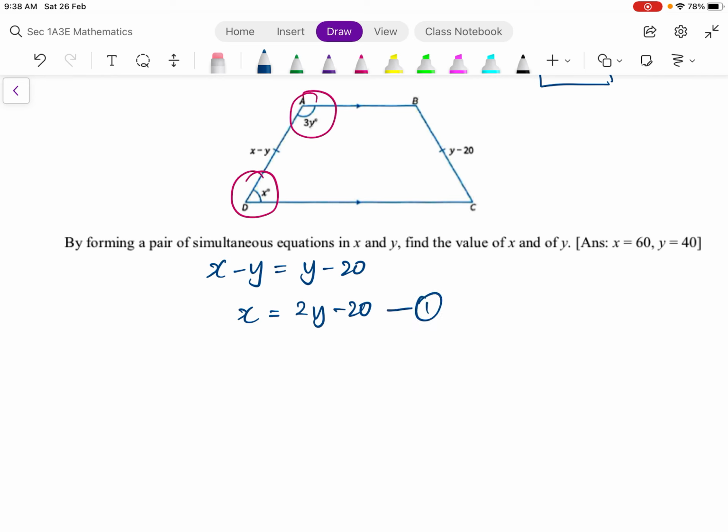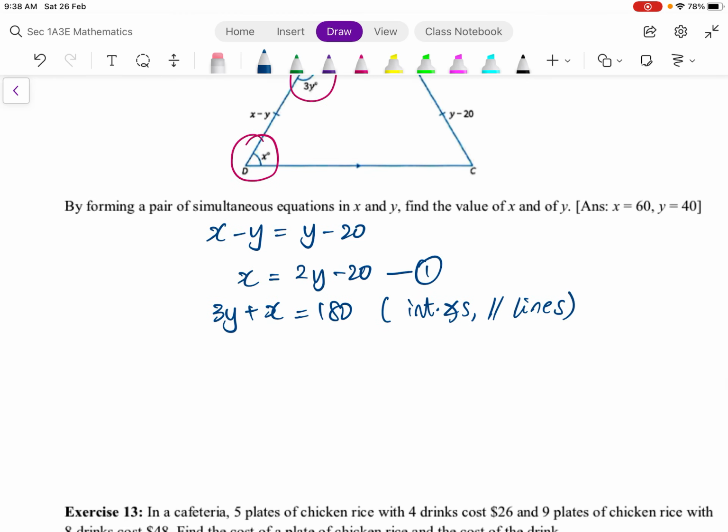Equation number 2, the formation of the second equation would look like this. So 3y plus x equals 180. So the reason is interior angles parallel lines. Okay, I chose not to write the units over here because we are interested in the numerical values of x and y. So let's call this equation number 2, and we sub 1 into 2. Alternatively, you see that got positive x, you can go ahead and use elimination also.